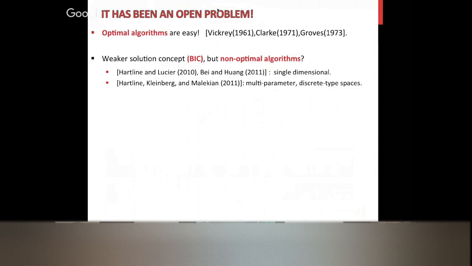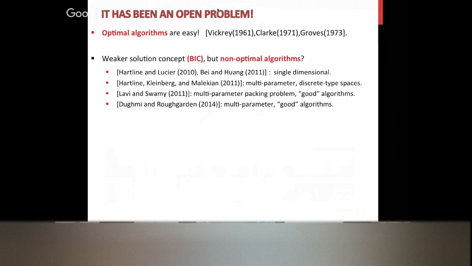And then people started thinking about the general type space, basically why we need to think about discrete. And then there was no progress. People talked about multi-parameter good algorithms, like multi-parameter packing problems, which are another type of good algorithms. And they had results, but the problem was open.